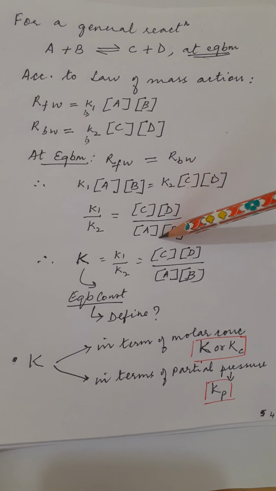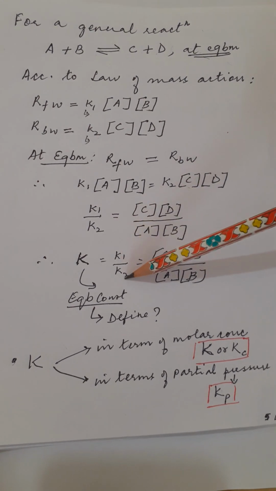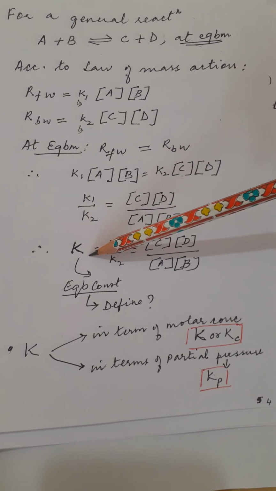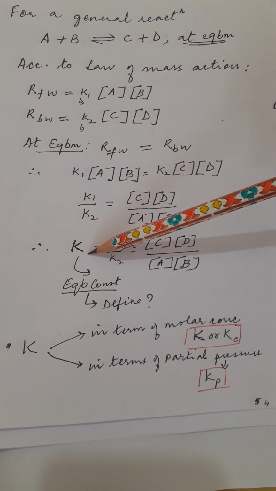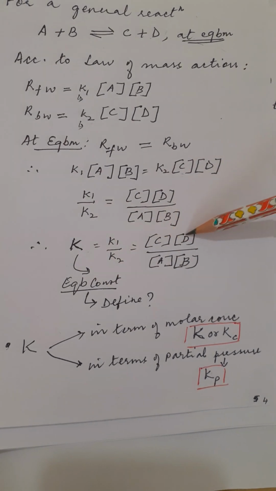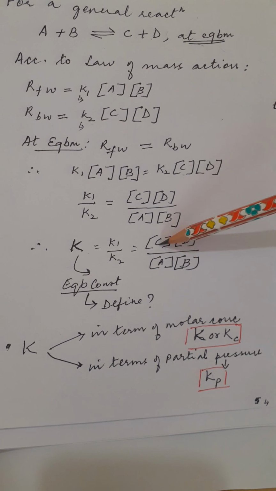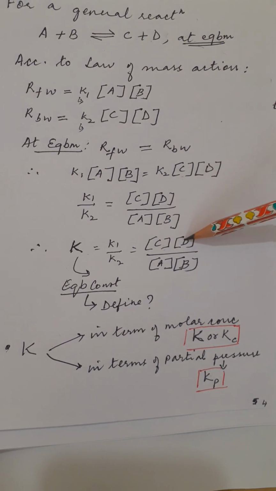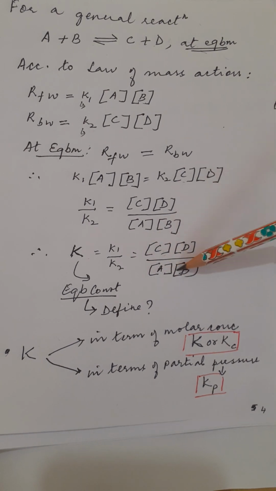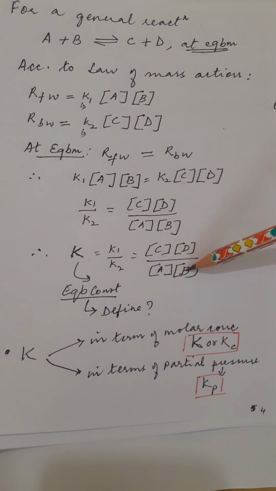So K1 upon K2 is a constant which I equate to a new constant, capital K, which we just talked of, the equilibrium constant. It is equal to the product of the concentrations of the products upon the product of the concentrations of the reactants.